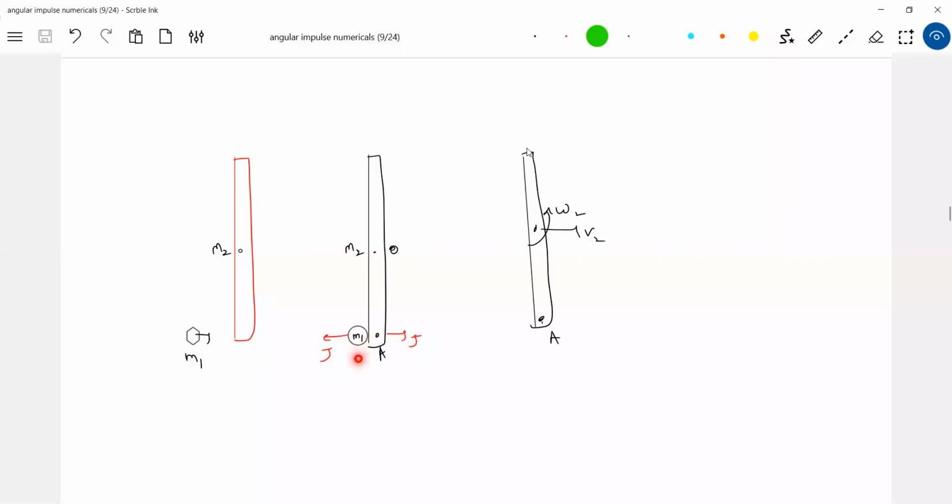No, this is the axis. About this axis, you want to apply the angular momentum of what? Of only the rod. Yes, sir. Conservation of angular momentum of only the rod.